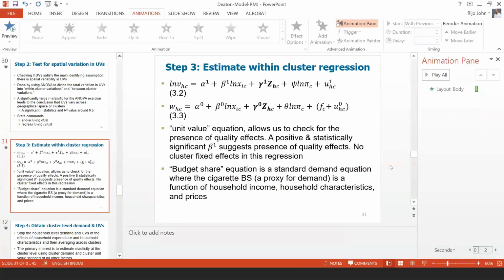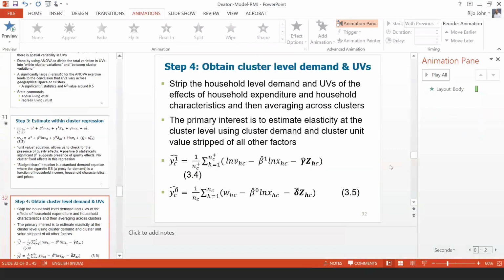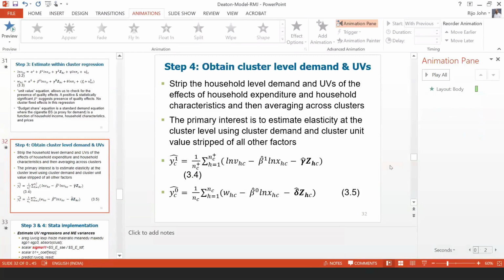The budget share equation is a standard demand equation where the cigarette budget share, a proxy for demand, is a function of the household income, household characteristics, and prices. I'll discuss these steps 2, 3, and 4, and then introduce the starter codes to you. Step 4 basically is to obtain the cluster level demand and unit values. Basically, we would strip the household level demand and unit value of the effect of household expenditure and household characteristics, and then average across clusters.